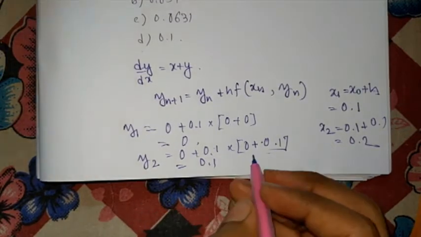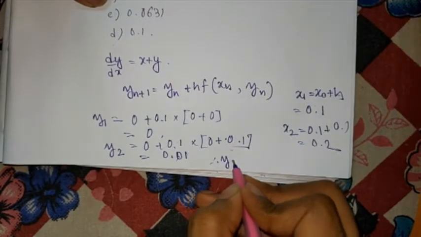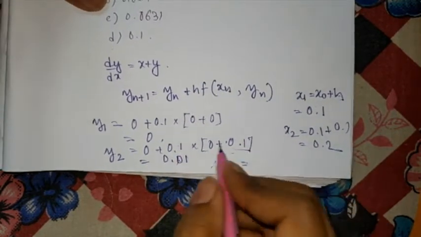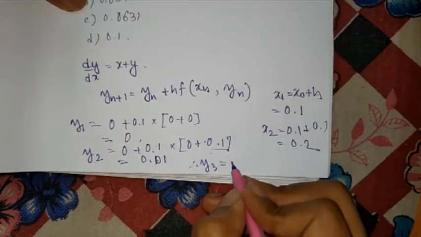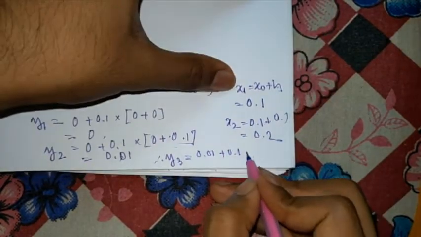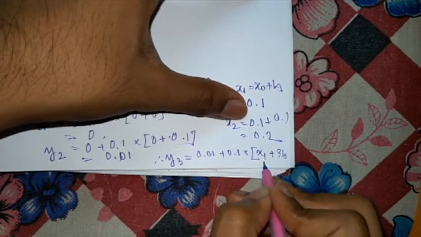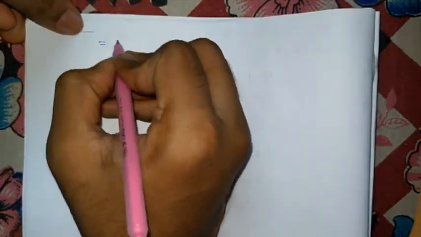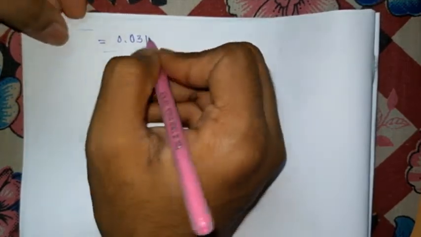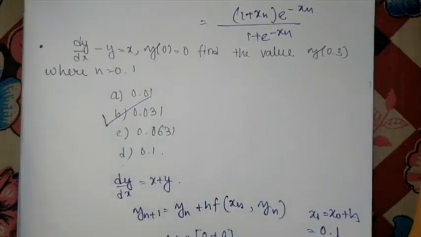Now for y3, putting the values of y2 and x2, we get 0.01 plus 0.1 multiplied by (0.2 plus 0.01), so we get 0.031. In the options, 0.031 is given, so our correct option is B.